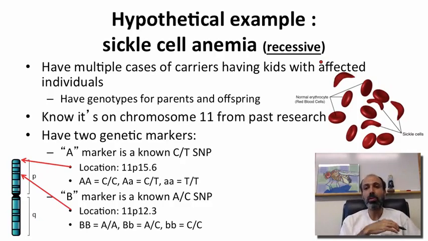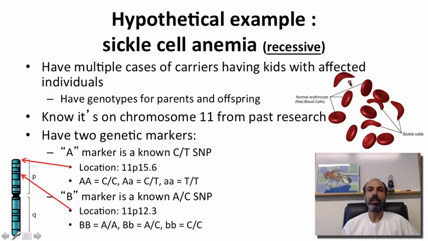Now let's imagine you're surveying a lot of families, and you have multiple cases of carriers, these individuals that we know are heterozygous for the disease, having kids with affected individuals. When I say affected individuals, I mean ones who actually have the disease. So you're crossing somebody heterozygous for the disease, the carrier, with somebody homozygous for the disease. So this is, again, just like the test cross we did before. Now let's say you have the genotypes for the parents and for the offspring.